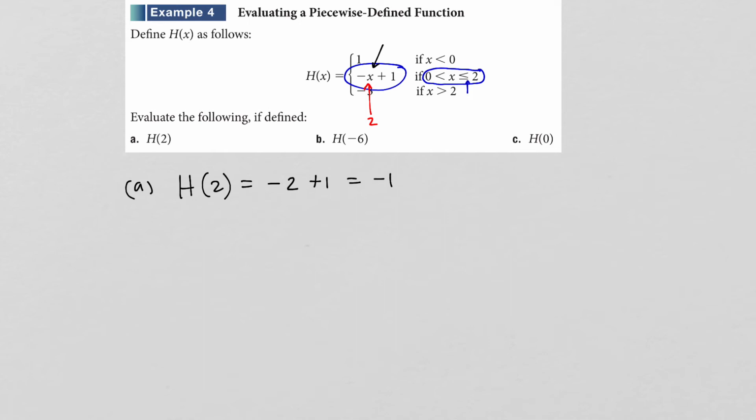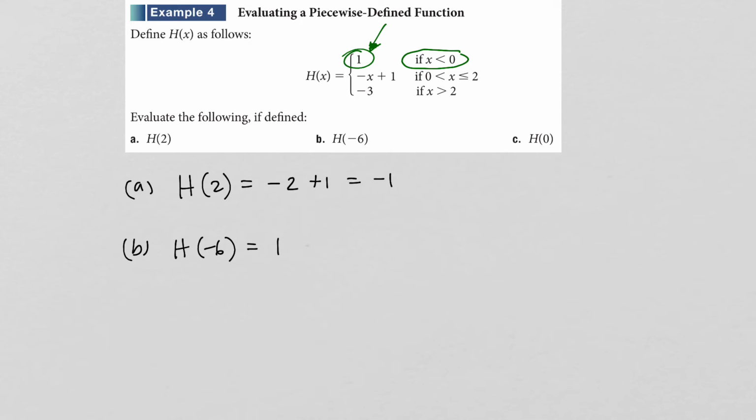Let's look at part B. Part B says, what is h of negative 6? Well, when you have negative 6, which of these categories does it fall into? Well, it falls into the first category, right? Because negative 6 is a number that is less than 0. So what is h of negative 6? Well, you're supposed to use this definition. What this tells us is that if x is a number that's less than 0, h of x is just equal to 1. There's no x to plug into here. This is a constant function. So h of negative 6 is 1.